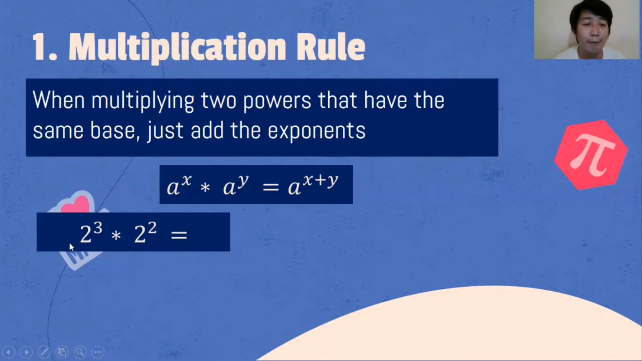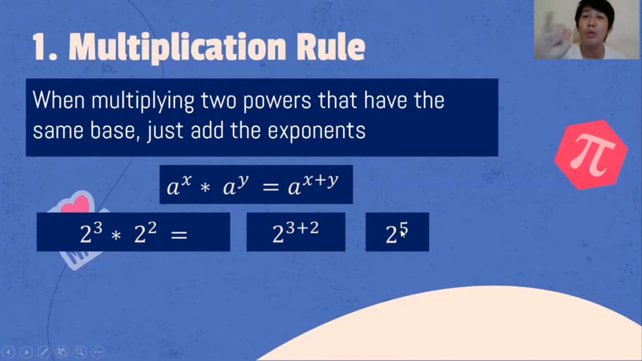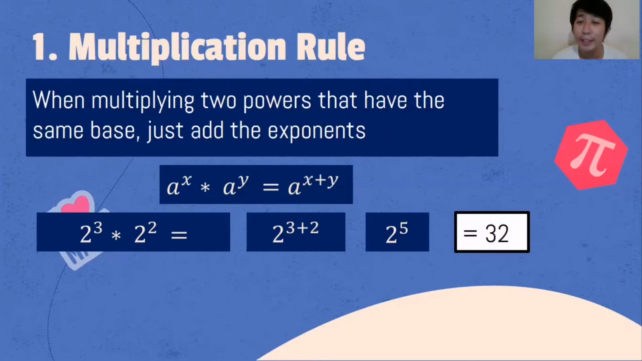For example, we have 2 raised to 3 multiplied by 2 raised to 2. What is our premise? If we are multiplying two powers that have the same base, we will be adding the exponents. So, that is 3 plus 2. 2 raised to 3 plus 2. What is 3 plus 2? That is 5. 2 raised to 5. What is 2 raised to 5? That is 2 times 2 times 2 times 2 times 2, and that is 32. 2 times 2 is 4, times 2 is 8, times 2 is 16, and times 2 is 32.